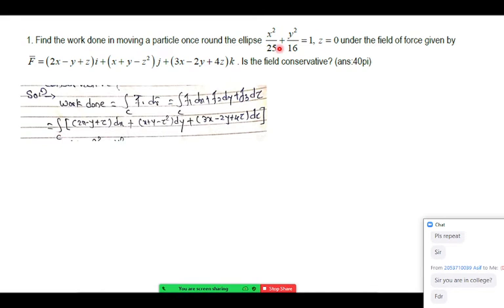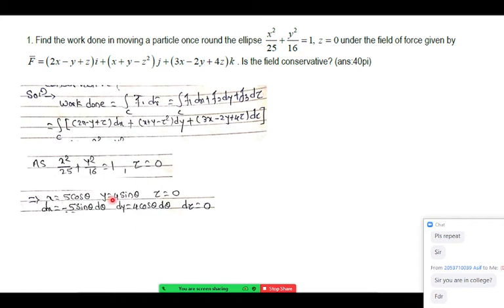So what is the curve C we are given? It's an ellipse. So for this ellipse, what should be the parametric equation? X we can take as 5 cos theta and y we can take as 4 sin theta. Good. The equation of the ellipse given is x square upon 25 plus y square upon 16 equal to 1, and z equal to 0 indicates the ellipse is in the xy plane. So x is 5 cos theta, y is 4 sin theta, and z is 0 as it is. That is the parametric equation of the given curve C.